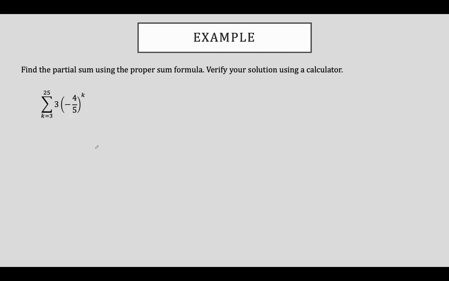Couple more. Find the partial sum using the proper sum formula. Verify your solution using the calculator. Here we have the sum from k equals 3 to 25 of 3 times -4/5 raised to the k. Again, we see the variable that we are plugging in for k, it's located in the exponent. That tips us off that this is a geometric sum.